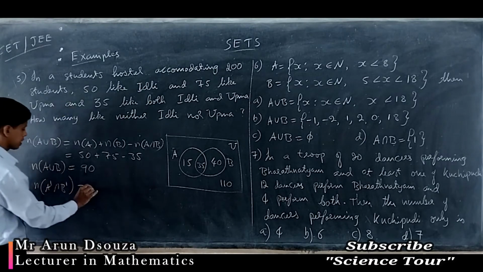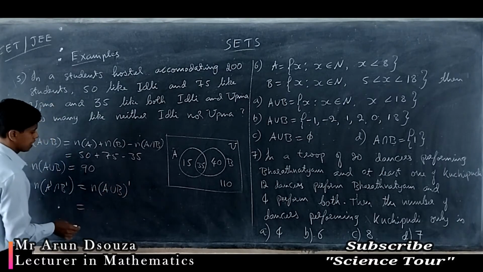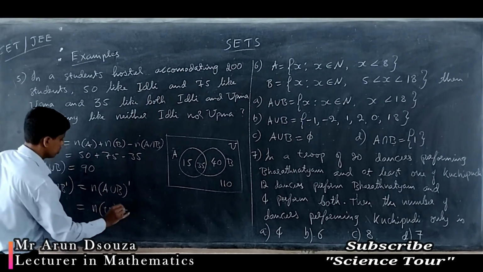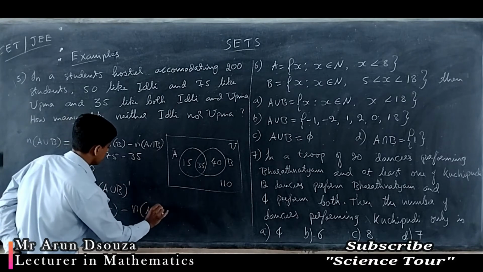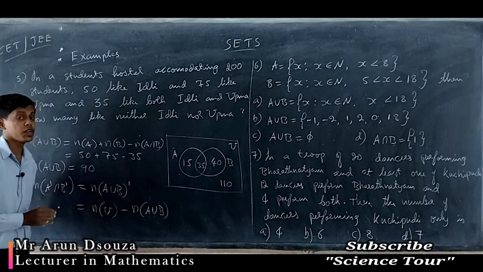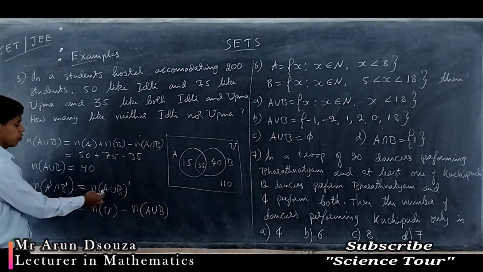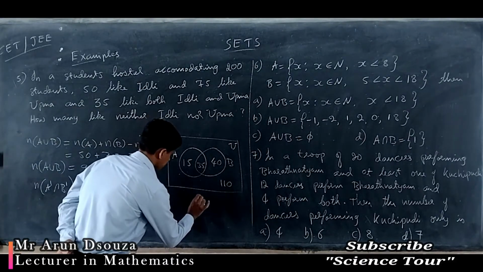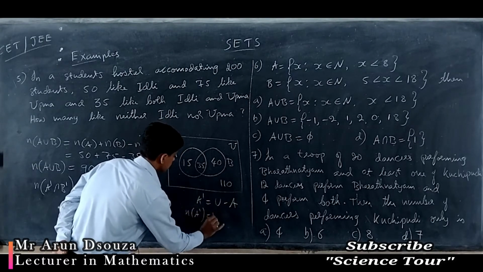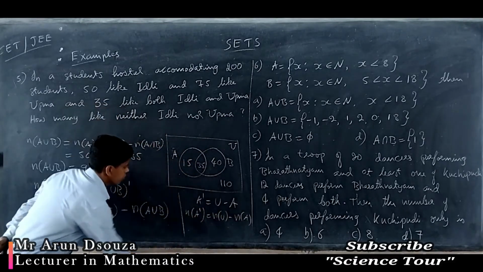Correct? What is it actually if you use De Morgan's law? A union B whole dash. So what is A union B whole dash? It is n of U minus n of A union B. That is the complement formula, correct? What is n of A dash? n of A dash is n of U minus n of A. U minus A is A dash, correct? As simple as that. So that's the formula I have used here.